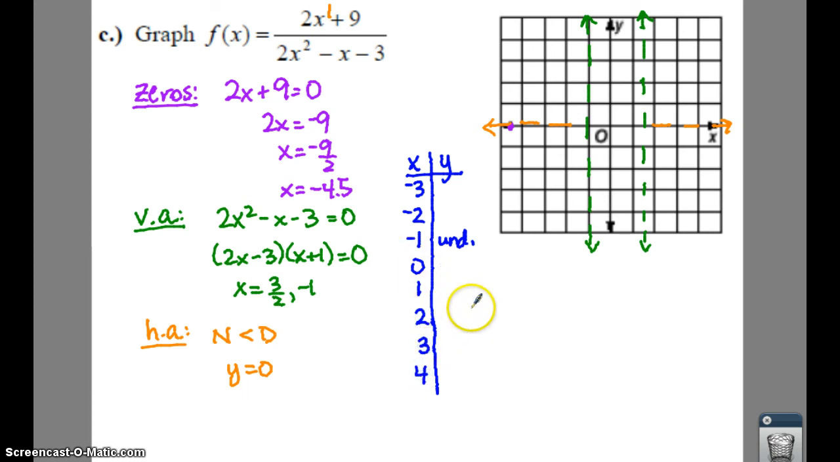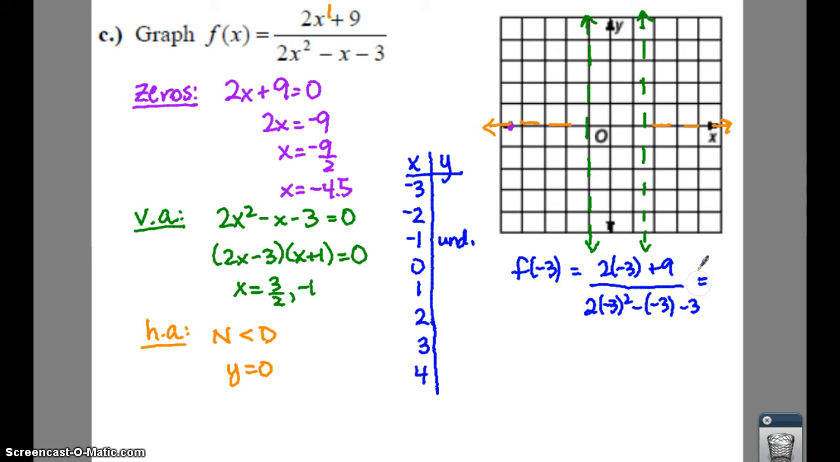So now when you plug all these into your equation, if you want to find f of negative 3, remember that's going to be 2 times negative 3 plus 9 all over 2 times negative 3 squared, sorry, that's supposed to be a minus, minus another negative 3, minus 3. You end up getting the value of 0.17 or 0.2.